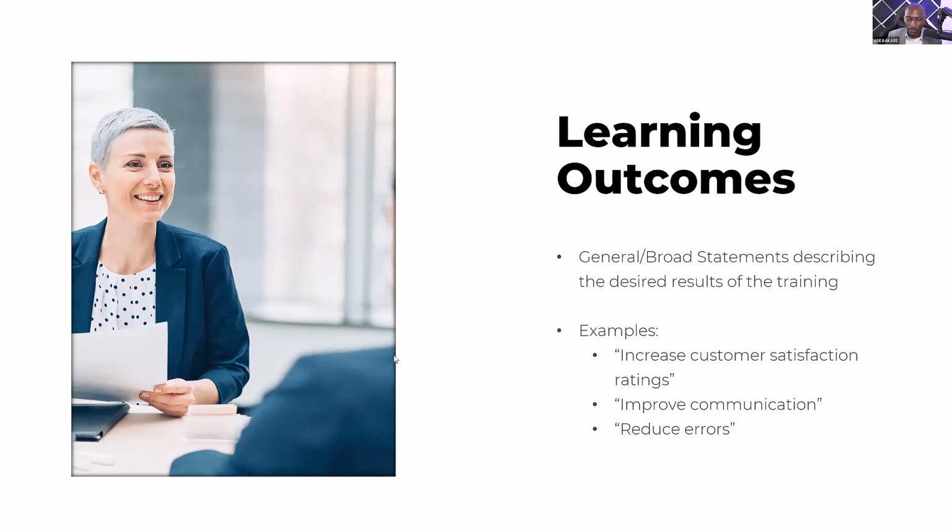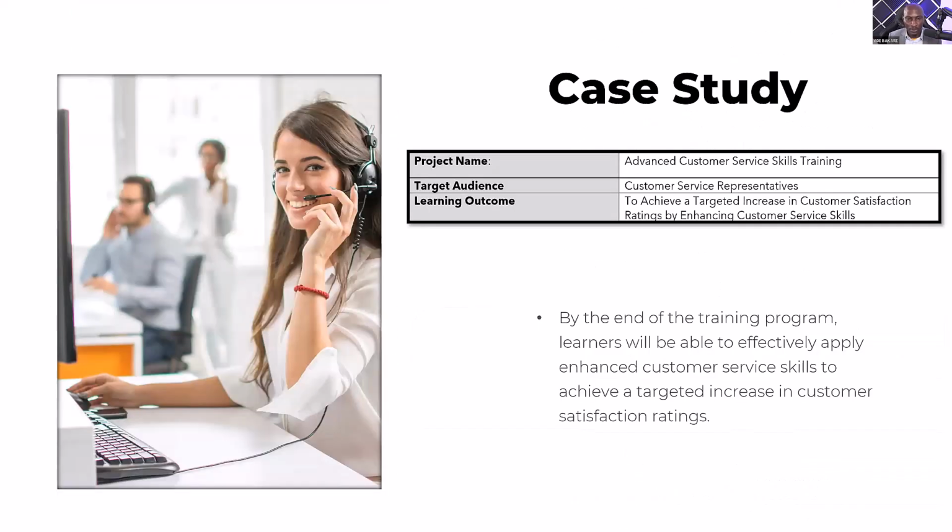But before we go into learning objectives, let's go back to company ABC, right? So we understand the business challenge that the company was facing. Like we said, we've conducted a thorough needs analysis, right? So back to company ABC. The project name is advanced customer service skills training in this case, right? The target audience is customer service representatives. These are things that you would have clearly defined in your analysis phase, right? And then the learning outcome in this case would be to achieve a targeted increase in customer satisfaction ratings by enhancing customer service skills, right?